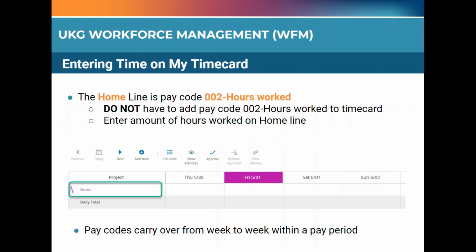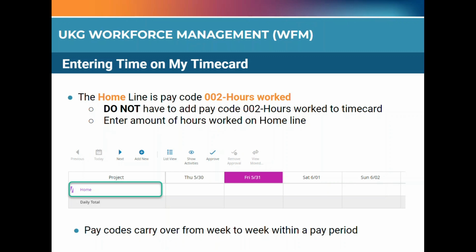You also see this home line. There is a home line auto-generated on your time card. The home line is pay code 002 hours worked. You no longer have to manually add pay code 002 hours worked to your time card. Once you have entered a pay code into your time card, that pay code carries over week to week. You will no longer have to manually add pay codes each week into your time card.